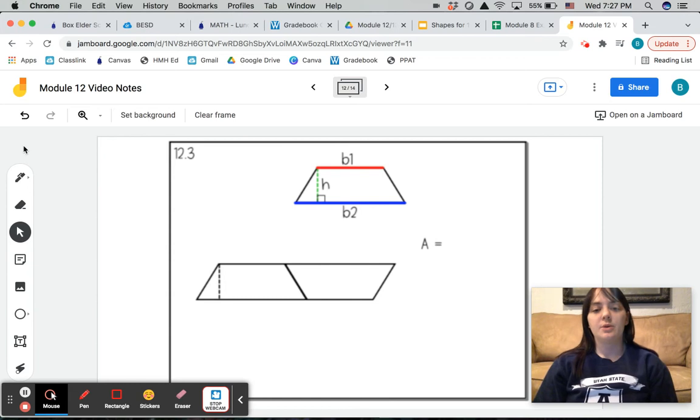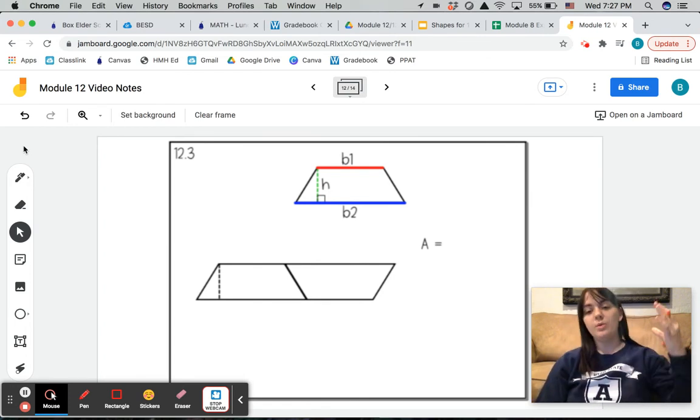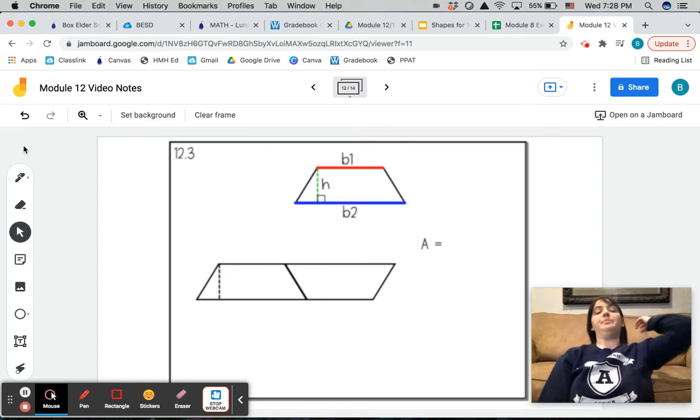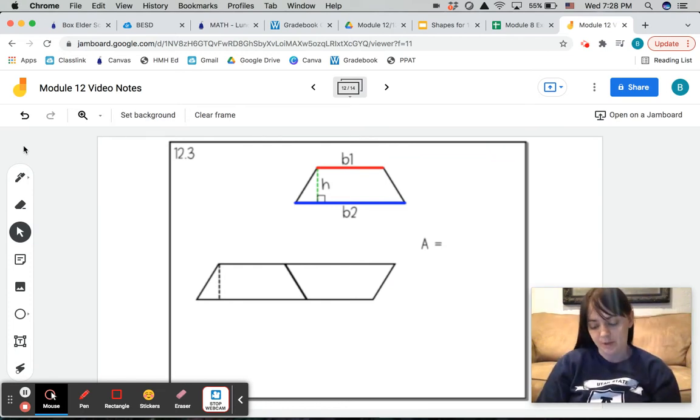Okay, so let's figure out what our formula, or our equation, would be for a trapezoid. How are we going to find the area of a trapezoid? Let's think about this. We know what the area of a parallelogram is, so we're going to use what we know about the parallelogram to find the area of a trapezoid.